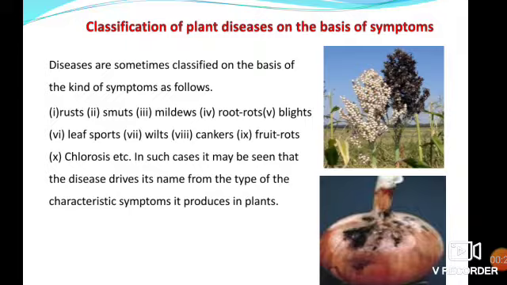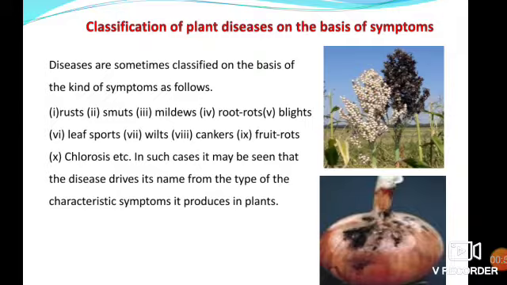First of all, we will see what is disease. Actually, the disease is an abnormal condition of the host. Actually, dis means not and ease means easy. So when the disease occurs, the condition of the host plant is not comfortable or easy.